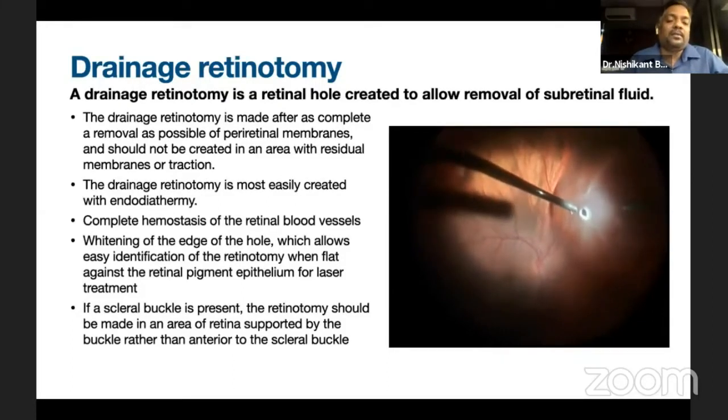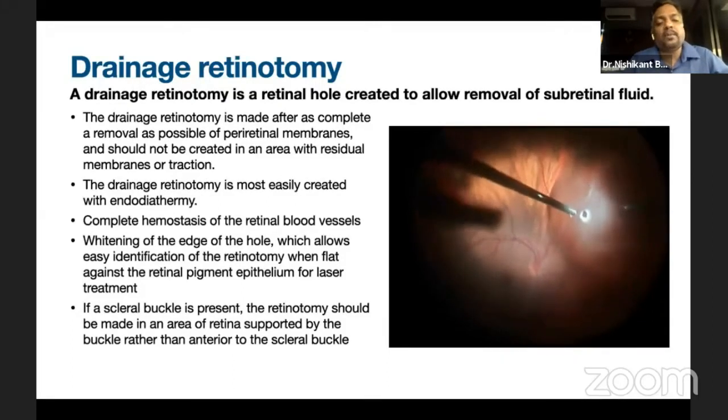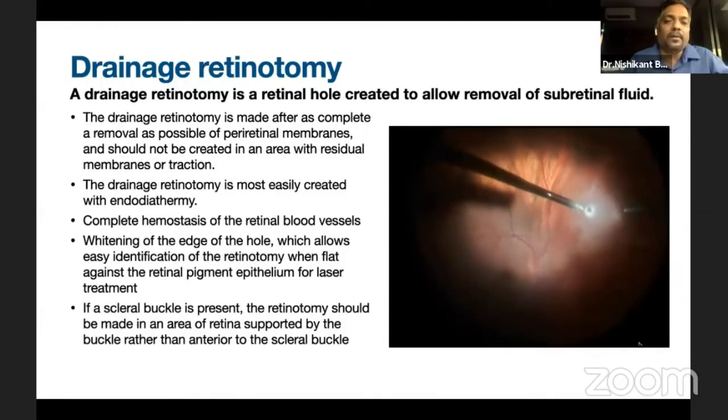If there is a scleral buckle, then you should do it in an area supported by the buckle and not anterior to the scleral buckle. Otherwise, it's difficult to do the drainage through that, and again, you will lose it over the buckle.